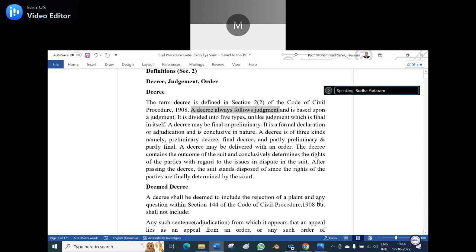See, a decree may be delivered with an order. So the decree contains the outcome of the suit and conclusively determines the rights of the parties. So the first one is judgment, subject to correction. The second one is decree, and its shape is in the order form. So what is the sequence? Judgment, decree, order. That is the sequence.